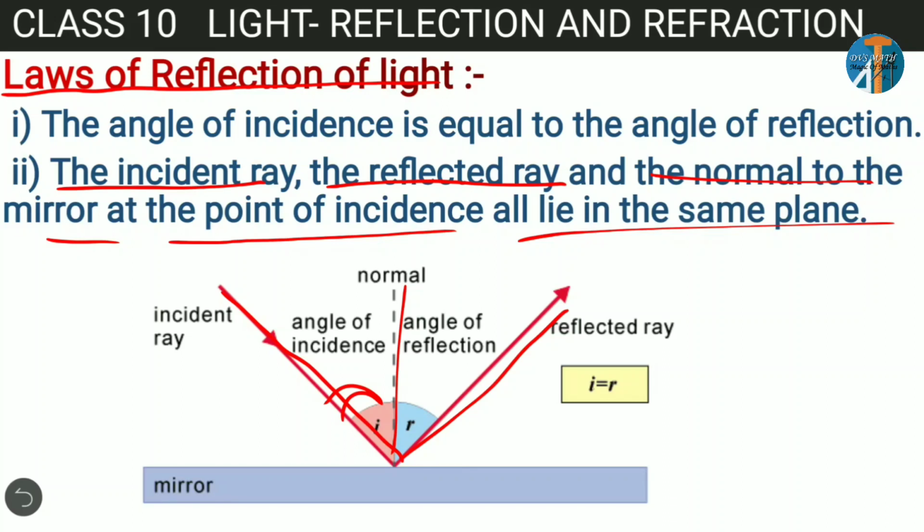Both laws are very easy. The first law is nothing but angle of incidence is equal to angle of reflection. Second law, just take the three rays, that is incident ray, reflected ray and the normal line, all lie on the same plane. Very easy. If you understand these two, it is very easy to remember. Okay, these are the two laws of light.